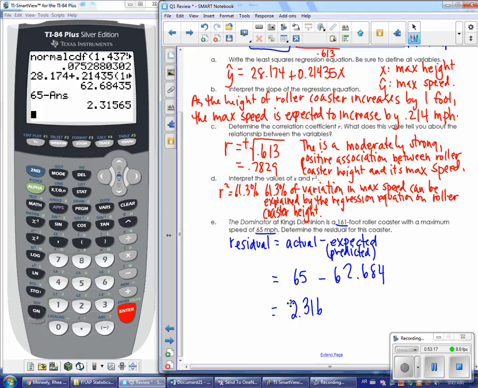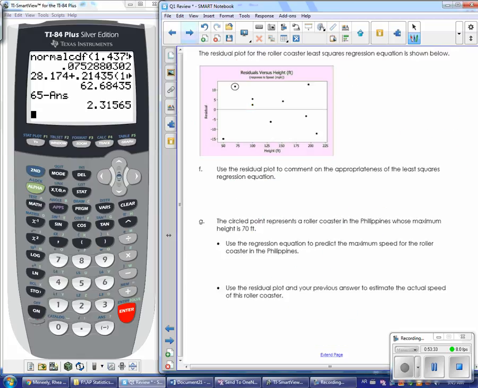Okay? And that would be in miles per hour. And obviously this is going to be an underestimate. It doesn't ask you to write that, but I just wanted to reinforce that. Okay, and then the last part of this problem refers to a residual plot.